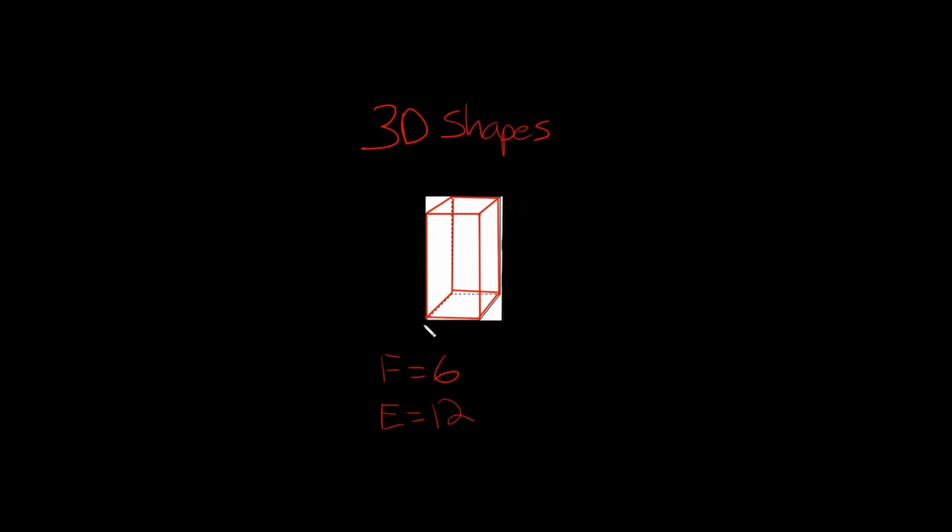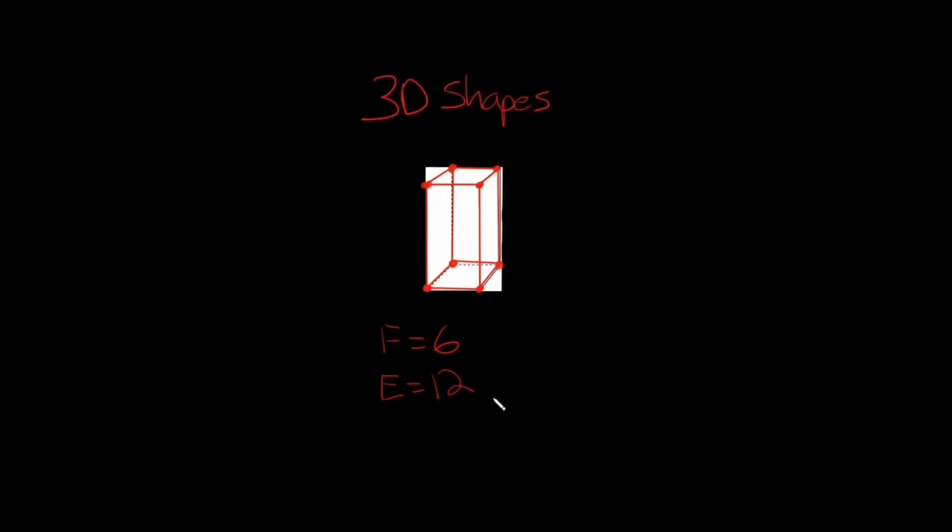And then vertices, we can see here this will be 1, 2, 3, 4, 5, 6, 7, and 8. So this is our answer here. There are 8 vertices.